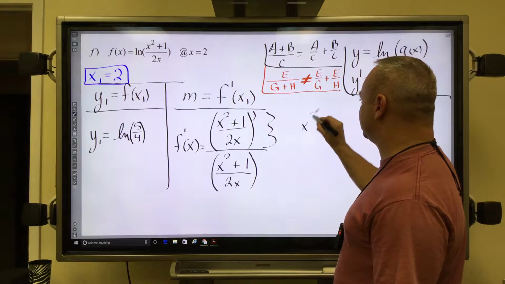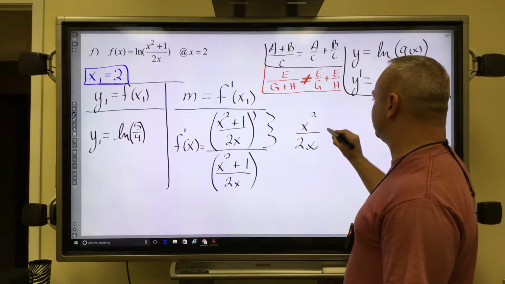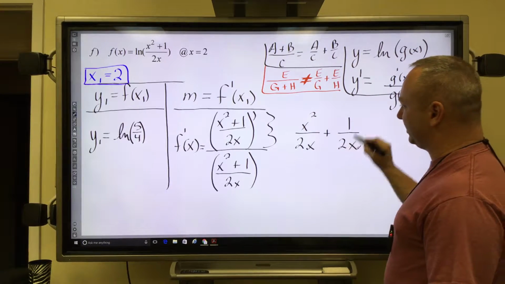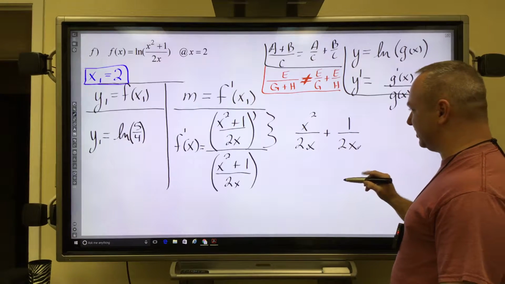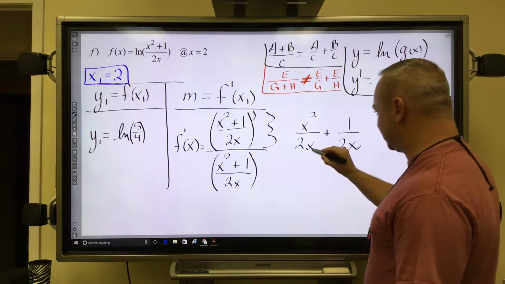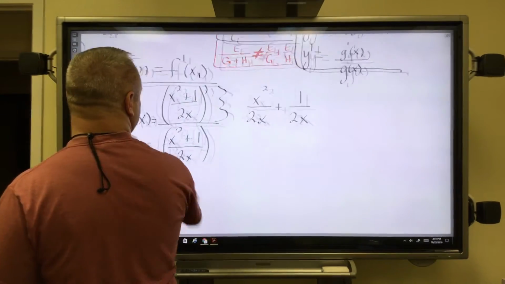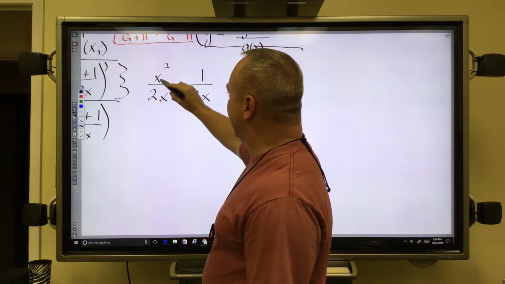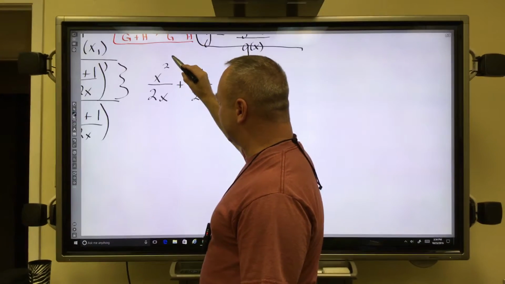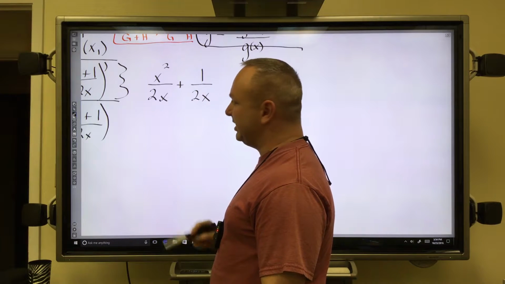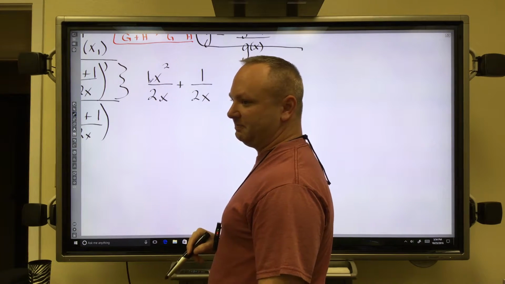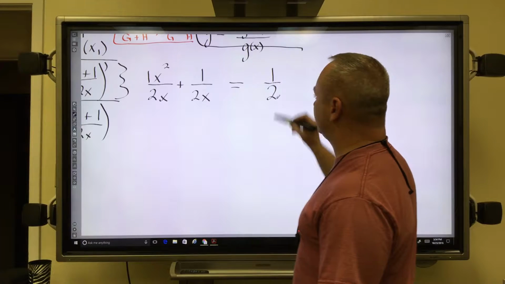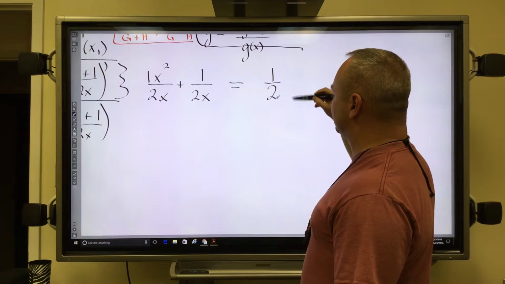All right, so working with this, I'm going to split this up. So this gives me x squared over 2x plus 1 over 2x. Now I'm going to do some canceling of this. And that's going to lead me to want to move my board around. All right. X squared over 2x, I'm going to have an x that cancels from top and bottom. And then I've got a 1 that's right here, right? So I'm going to rewrite this first piece as 1/2 x times x over x.